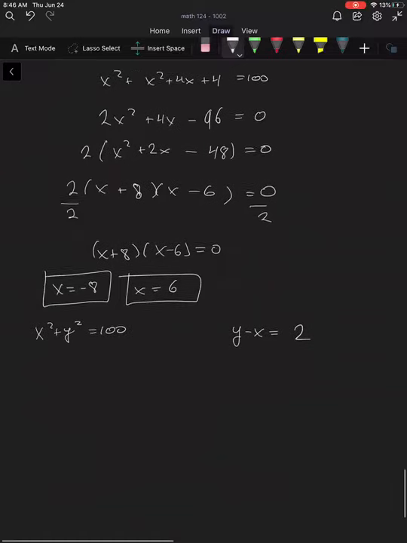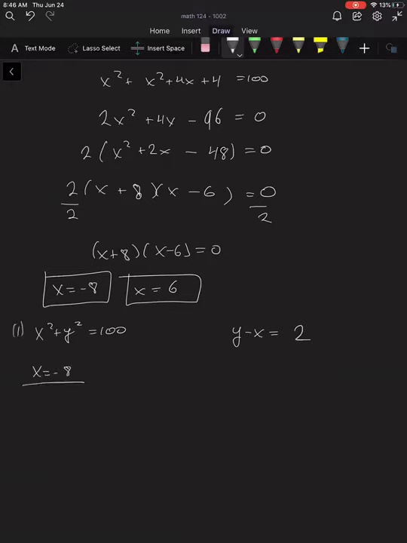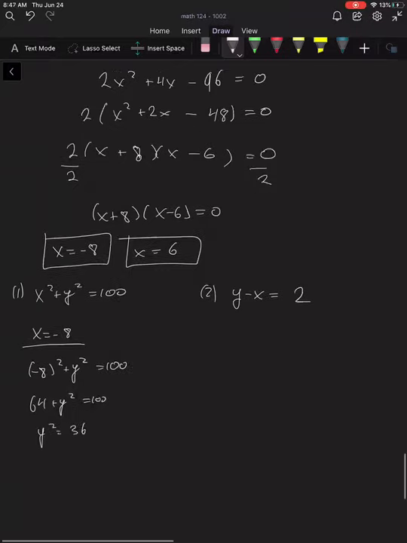Let's see what happens. Let's work on x equals minus 8. This was equation 1, and here's equation 2. Let's plug this into equation 1. So we're going to have minus 8 squared plus y squared is equal to 100. So we get 64 plus y squared is equal to 100. So y squared is equal to 36. And if we square root both sides, we get y is equal to plus or minus 6.